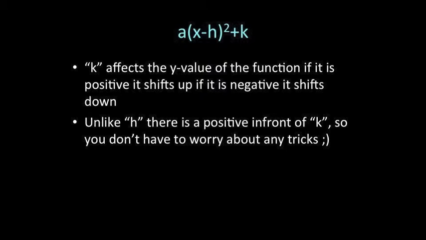Continuing with the vertex form, the k affects the y value of the function. If it is positive, it's going to shift up, and if it is negative, it will shift down. Unlike h, there is a positive in front of k, so you don't have to worry about any tricks.